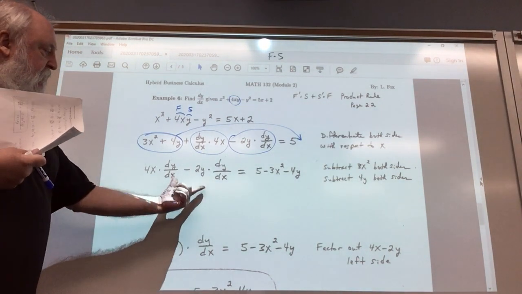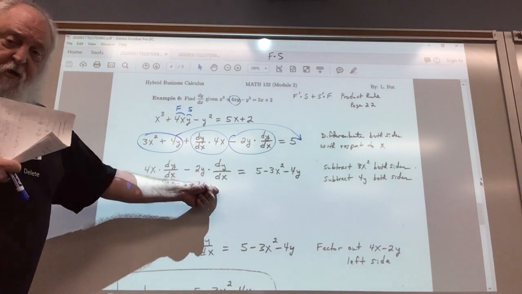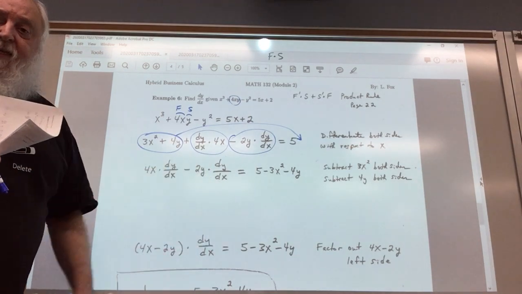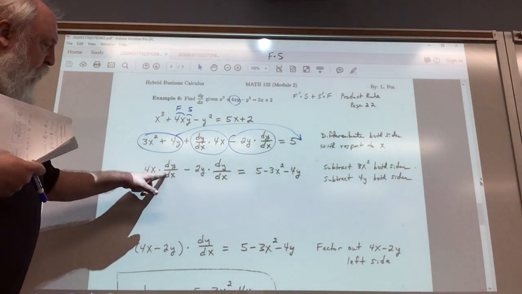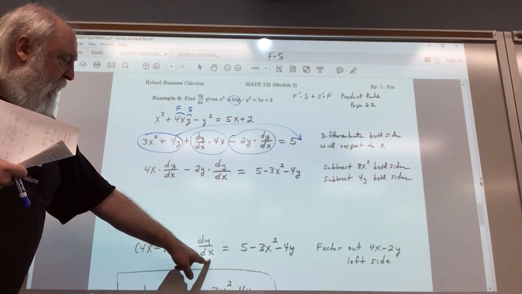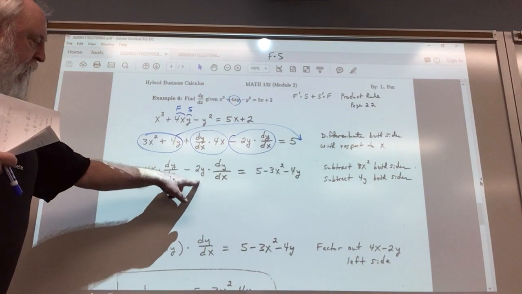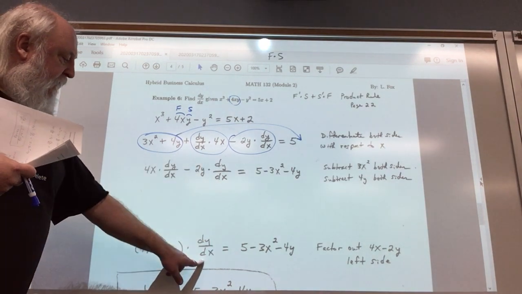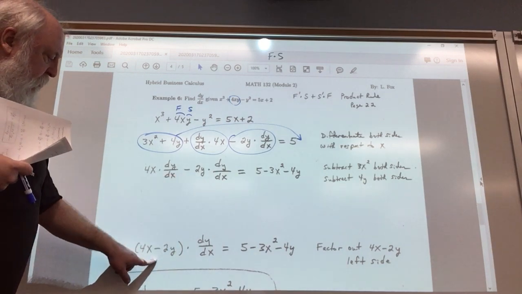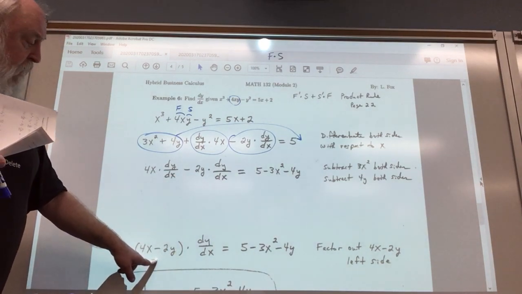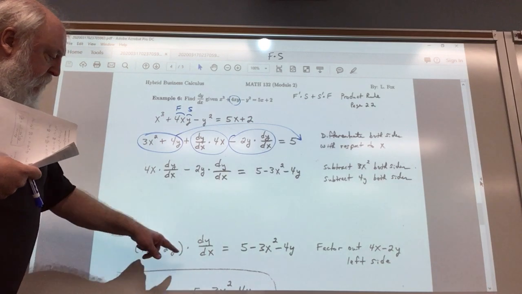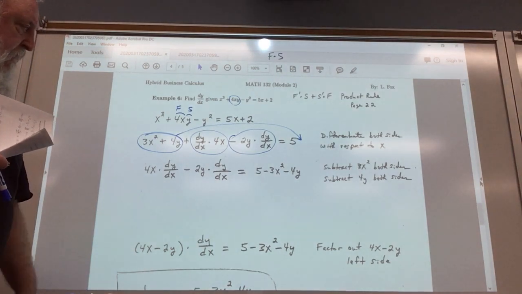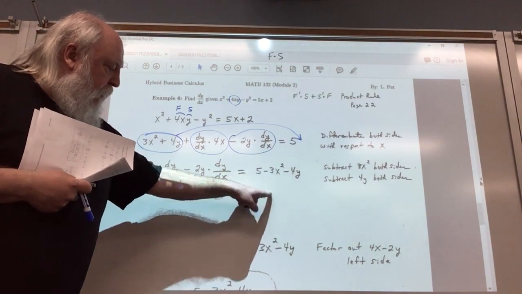Well, now on the left-hand side, I have the difference of two terms. dy over dx is a common factor, so I can factor out the dy over dx now. So I pull the dy over dx out to the left, and what's left in parentheses is 4x minus 2y. And how do I know I factored correctly? Because if I distribute the dy over dx back inside the parentheses, I end up with this up here on the left-hand side. And I still get the 5 minus 3x squared minus 4y on the right.